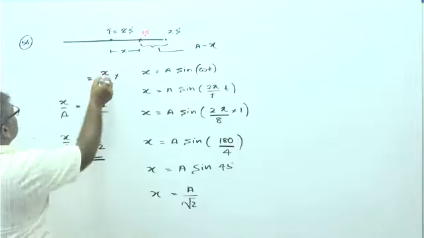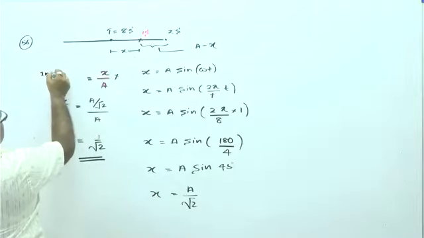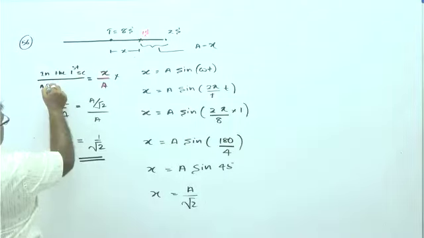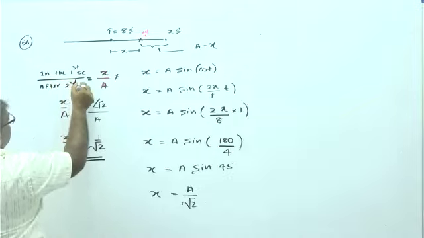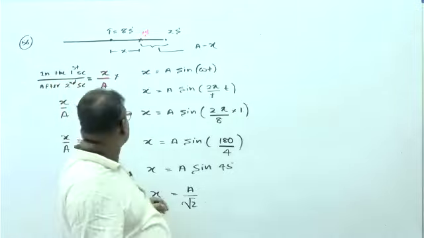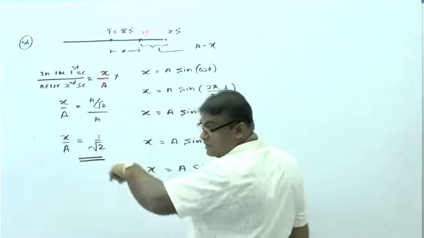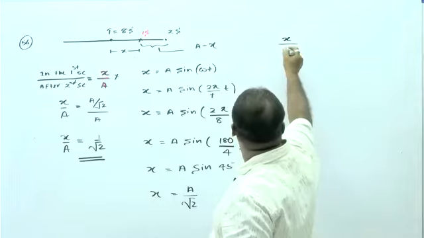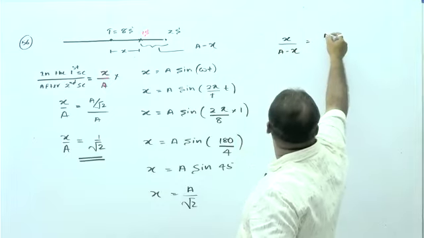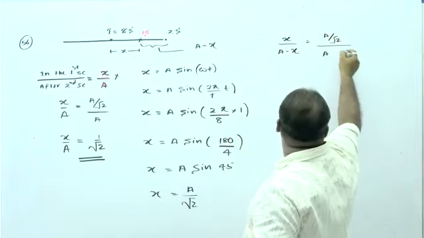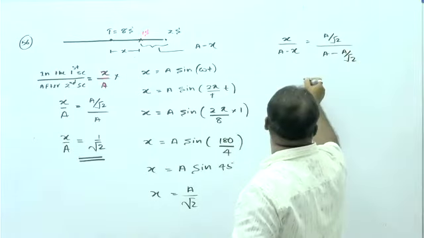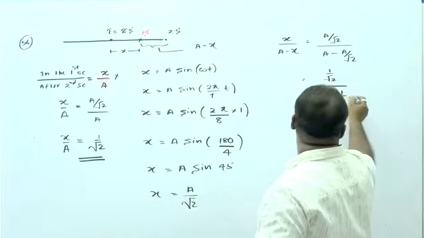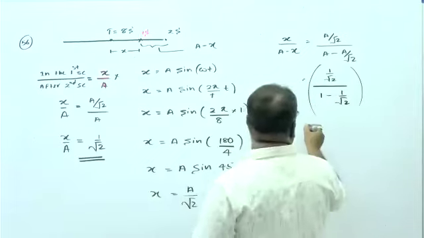The answer should be the first second over the second. Can you rearrange? This one is another question. But they need the distance in the first second, x, and in the second, a minus x, which means a over root of 2, and a minus a over root of 2, no? A cancels. 1 over root of 2, over 1 minus 1 over root of 2. This could be the answer.